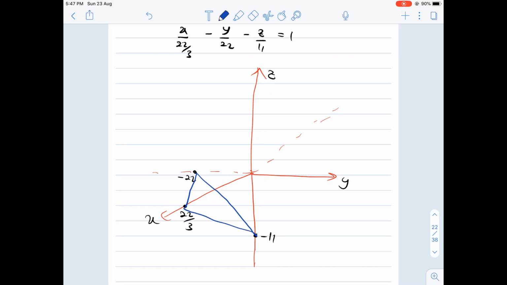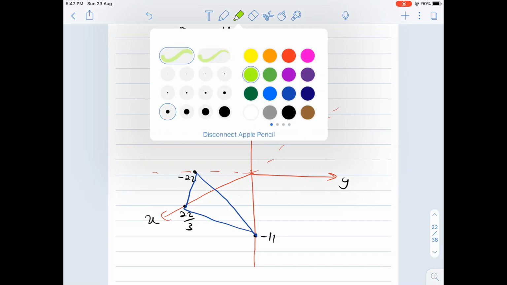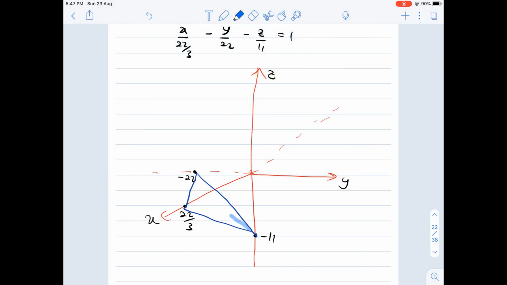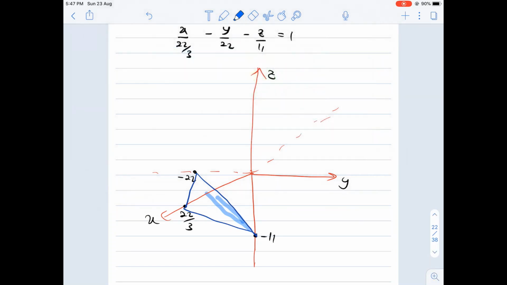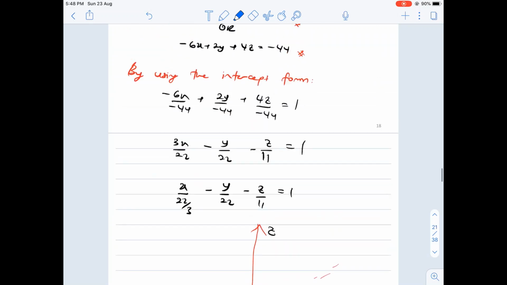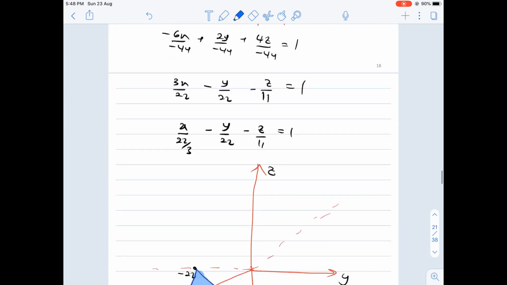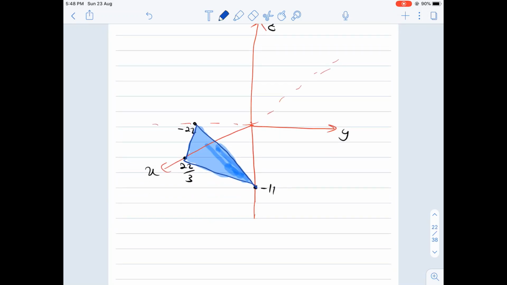Okay, let me color this. Okay, that's it. So that's the plane for this question. Done.